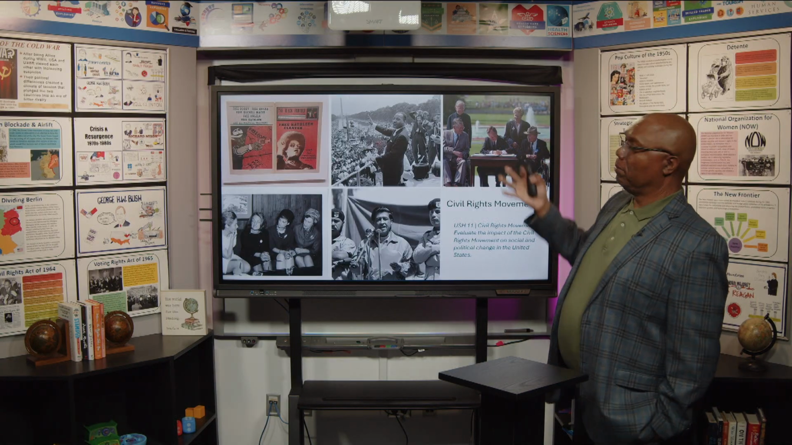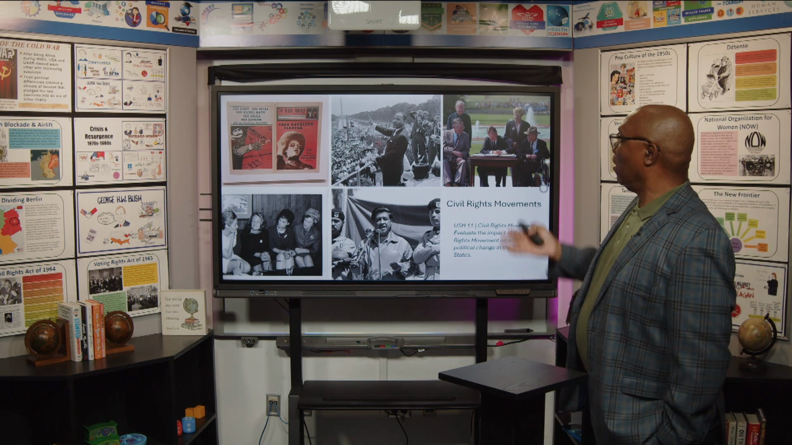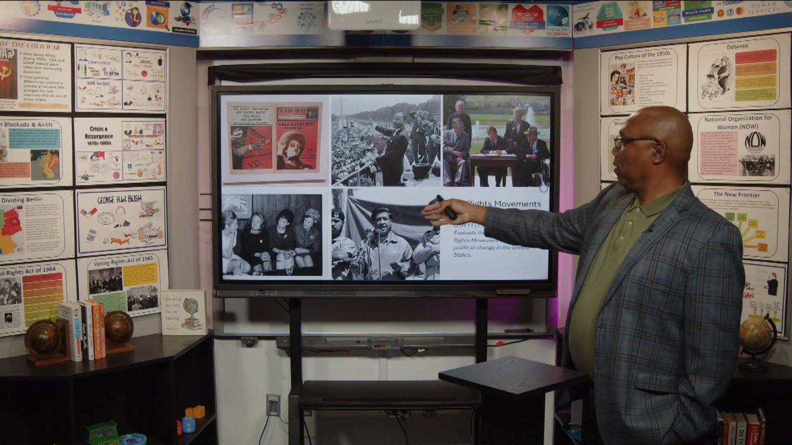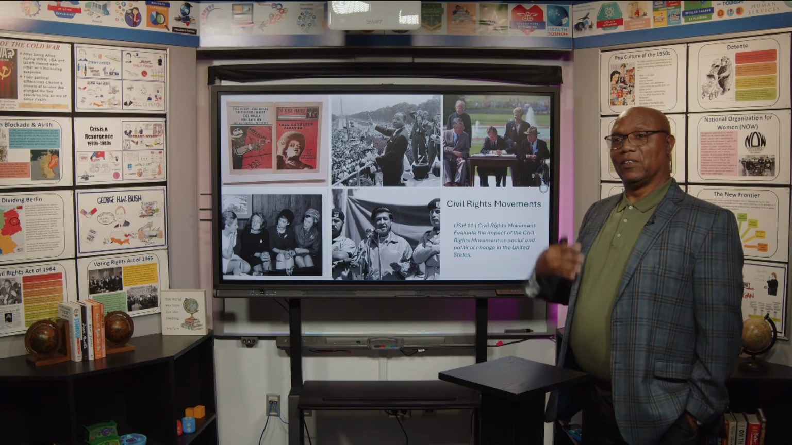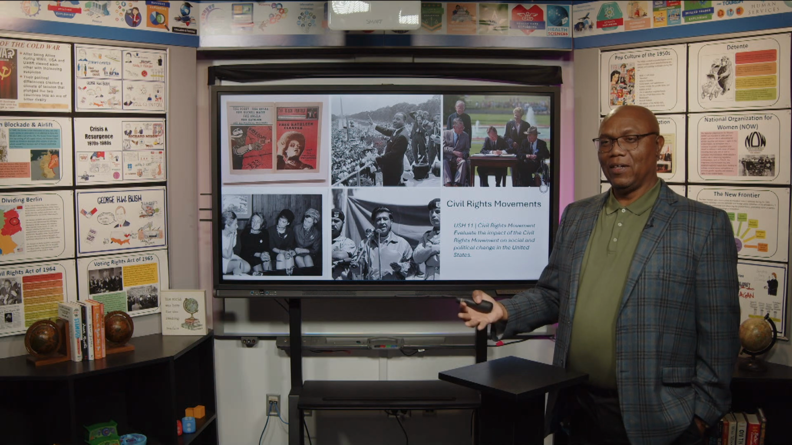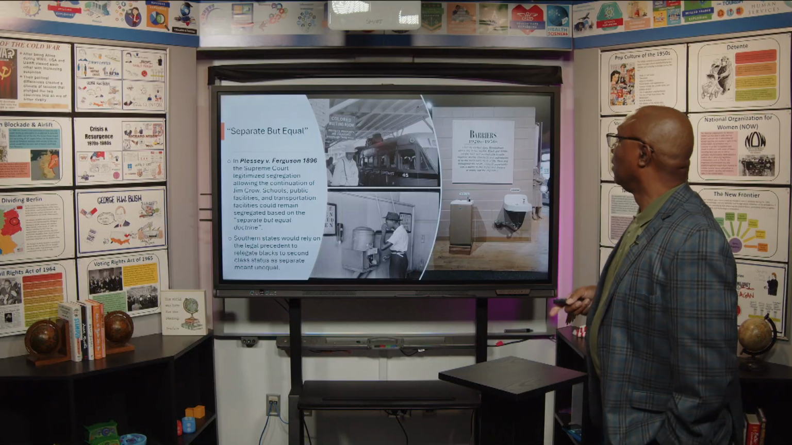All right, here are some of the images of the Civil Rights Movement. On the left over here, you see pictures of the Black Panther Party, and then over in the lower left, Betty Friedan, who's the lady second from the left, who wrote The Feminine Mystique, Dr. King, George H.W. Bush signing the Americans with Disabilities Act, and then Cesar Chavez, the leader of the Chicano movement. So what we're going to do, of course, is look at this particular standard and try to give you some insights in terms of what the Civil Rights Movement meant to each one of these different groups. Separate but equal.